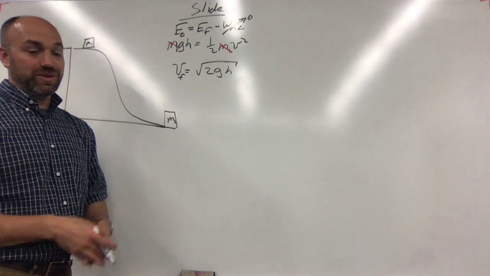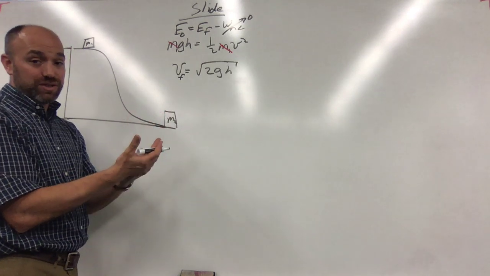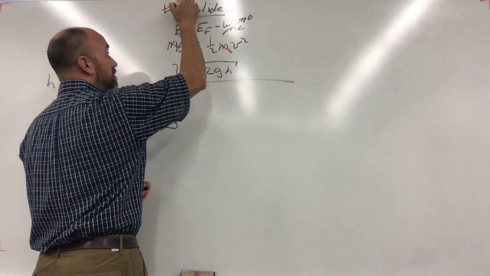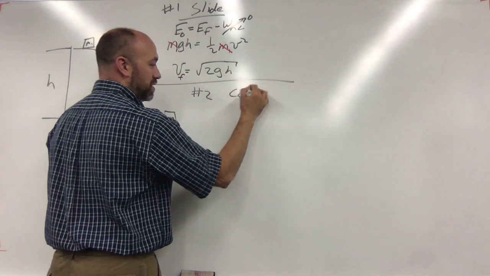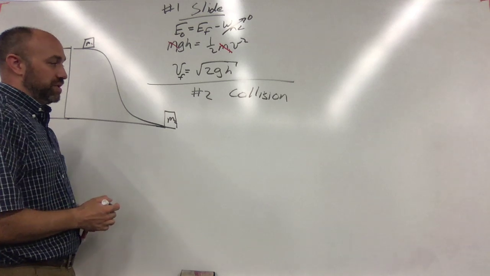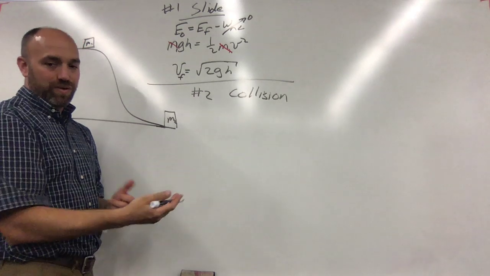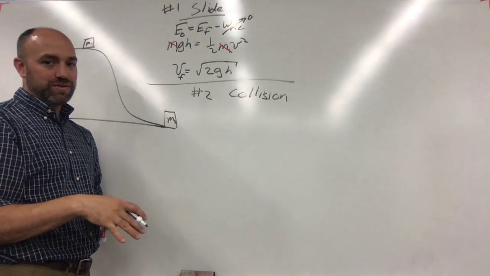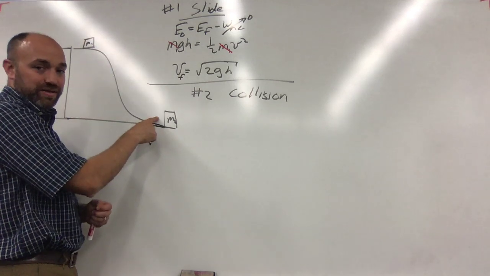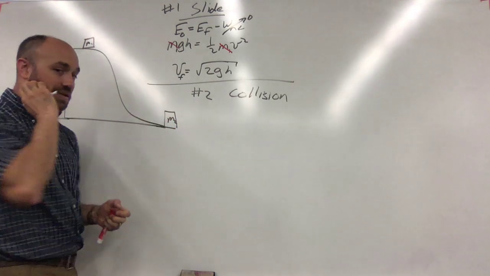This is a multi-step problem. So the next step is the two objects now crash into each other. So now you've got a collision. That's step one, and now step two is the collision. And for the collision, the final speed of M1 becomes the initial speed of M1 for the collision. Does that make sense? The final speed of M1 for the slide is the initial speed for the collision. Yes. Okay.